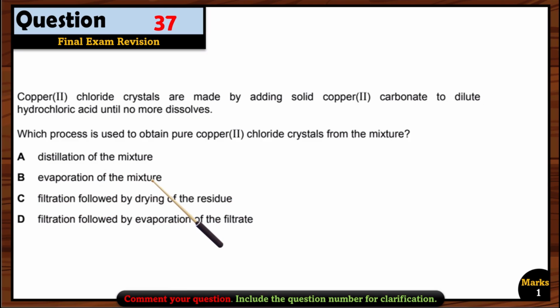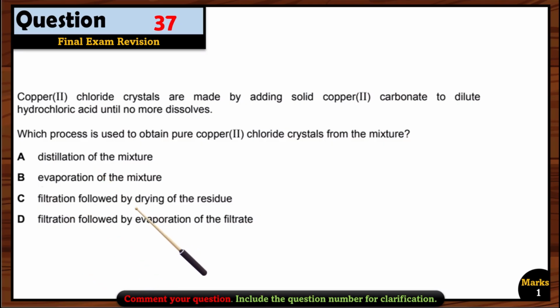evaporation of the mixture, no, that's not right. Because if we evaporate the mixture, we will still be left with solid copper carbonate, and also copper chloride. But we need the pure one, right? So for the pure one, we have to first remove this solid copper carbonate. So we have to do filtration first. So that's why the filtration options are right.